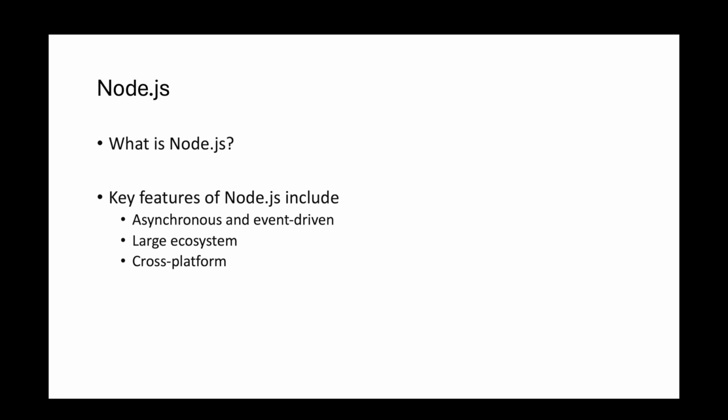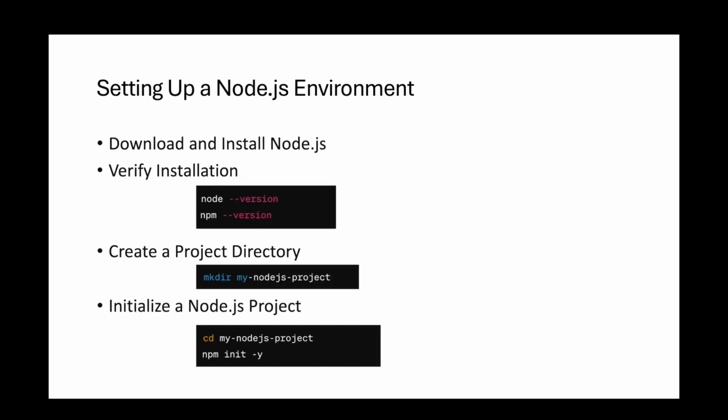Cross-platform. Node.js is cross-platform, meaning it runs on various operating systems such as Windows, macOS, and Linux, making it suitable for building applications that can run on any platform. Setting up a Node.js environment. To set up a Node.js environment, follow these steps.